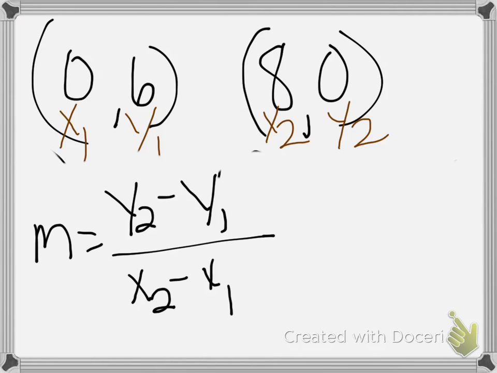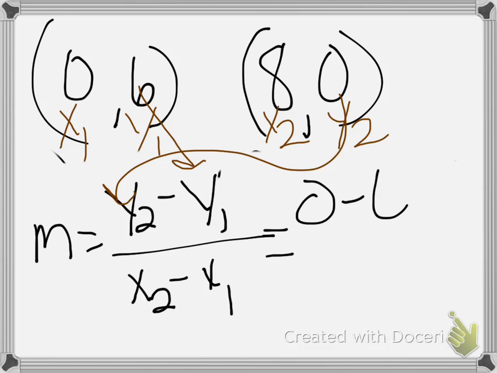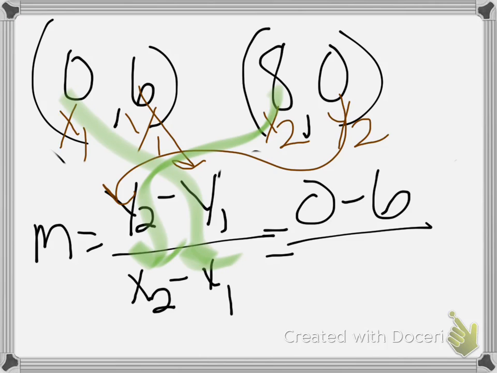Now we substitute. So I'm going to take my y2, put it in, take my y1 and put it in. So I get 0 minus 6. Then I'm going to take my x2 and put it in, and my x1 and put it in. So I get 8 minus 0. I do my math. Plug it in your calculator right now.